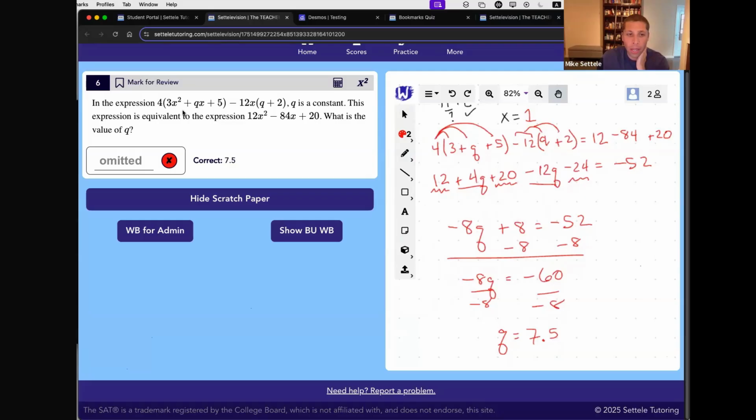I put the 1 in for all these pieces, and because 1 is such a nice number, a lot of this complexity goes away. And I would have written this on my scratch. In fact, on the SAT, my scratch would have looked exactly like it does here. This is not me just showing you stuff for the sake of showing it to you. I would do this. So putting a 1 here, I get 3 plus q plus 5 inside the parentheses. This becomes negative 12 times q plus 2. This other side of the equation just becomes 12 minus 84 plus 20, right?